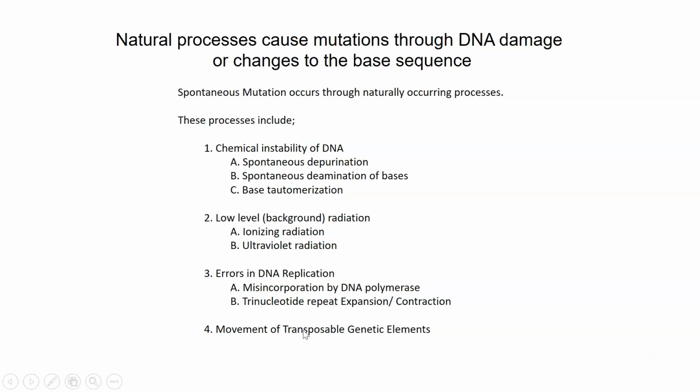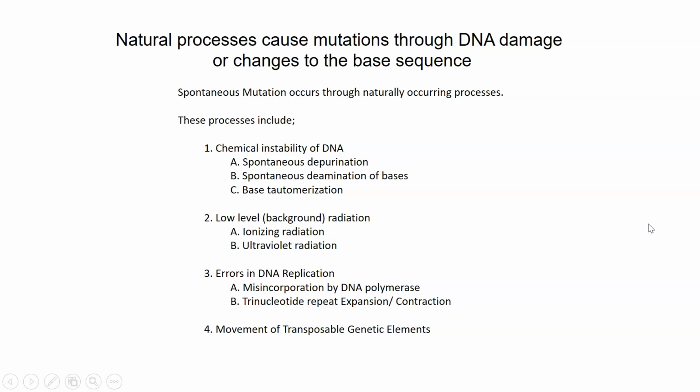Finally, there are known to be DNA elements that are able to hop around through the genome. These are called transposable genetic elements. And those can also be the cause of mutation if these elements move and insert themselves into a gene. I'm not going to discuss these in this video or this module. We're going to focus on the first three instead.